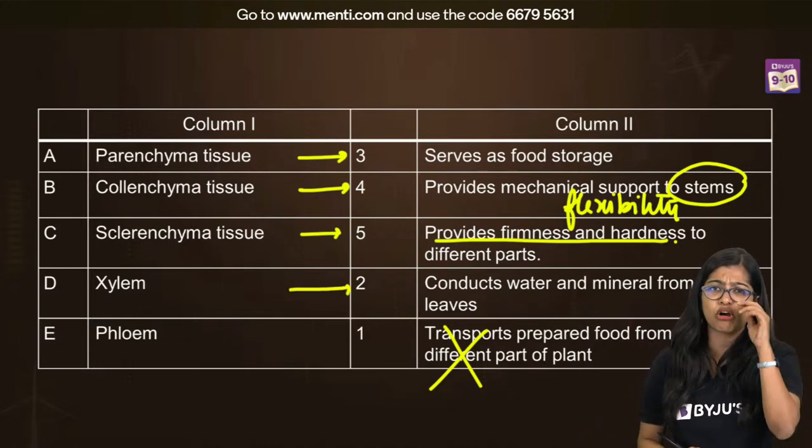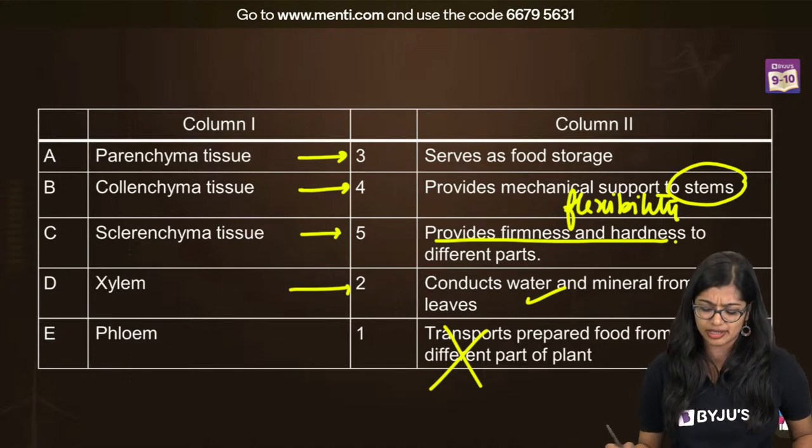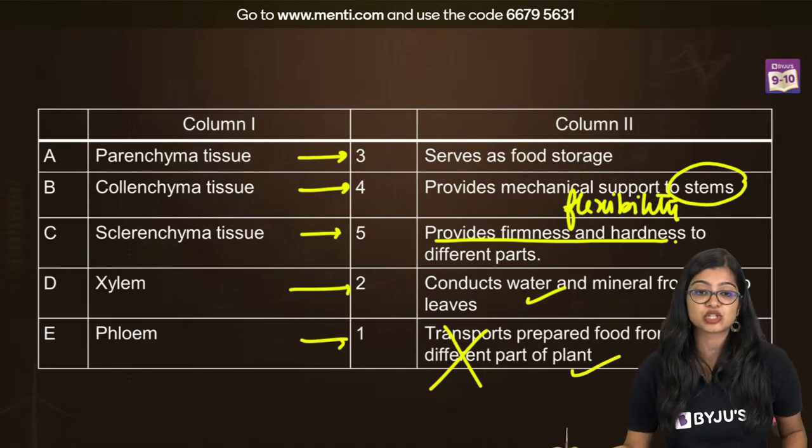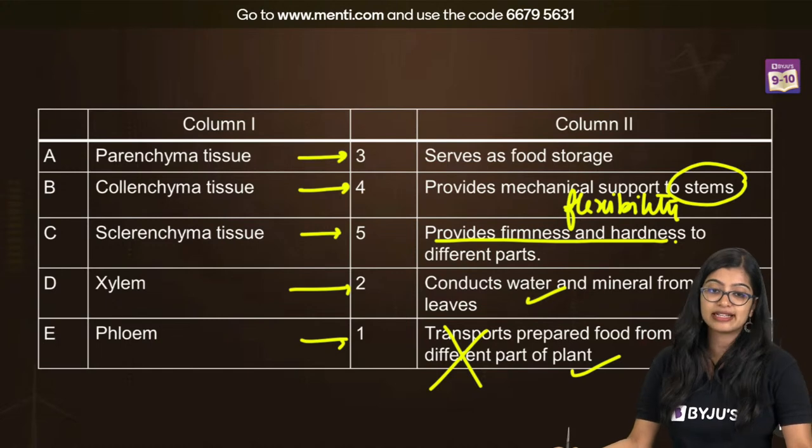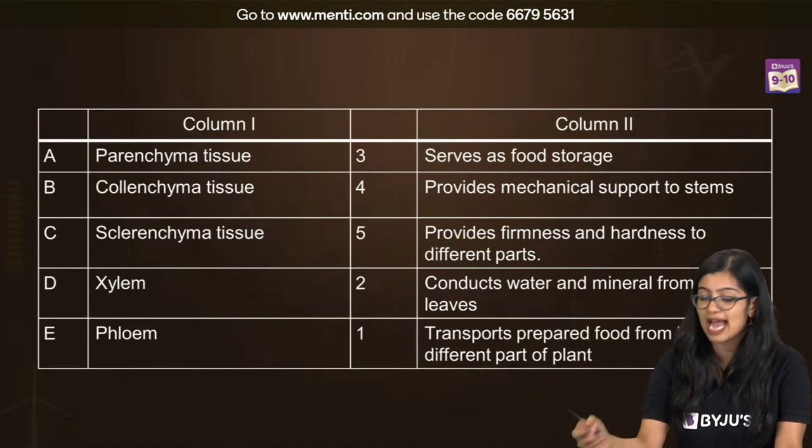Xylem is of course a complex permanent tissue that helps in conduction of water and minerals. Phloem helps in transport of food. So with this, at the end of the day, it becomes very simple and easy.